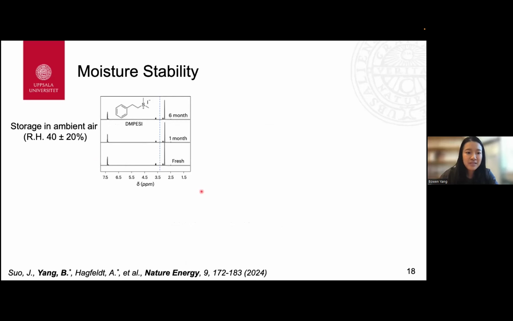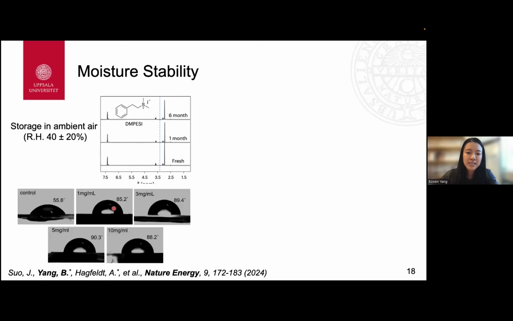And then after the synthesis, we evaluated the stability of this material by storing it in ambient air with certain humidity and tracking its components by NMR. As you see from the spectrum, there's no water peak detected after 6 months storage in ambient. This indicates that this material is very stable in ambient. So with such low water uptake property of the sulfonium salt, we expected that it can effectively improve the hydrophobicity of the FAPI film upon surface treatment.